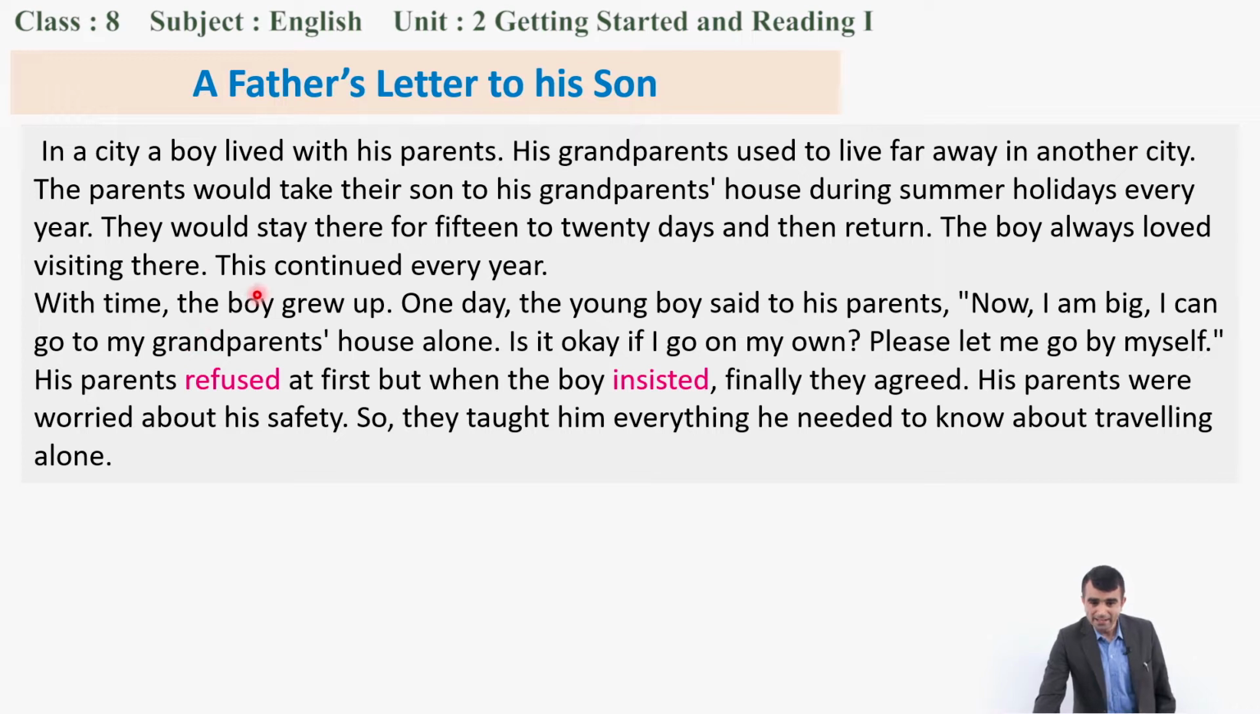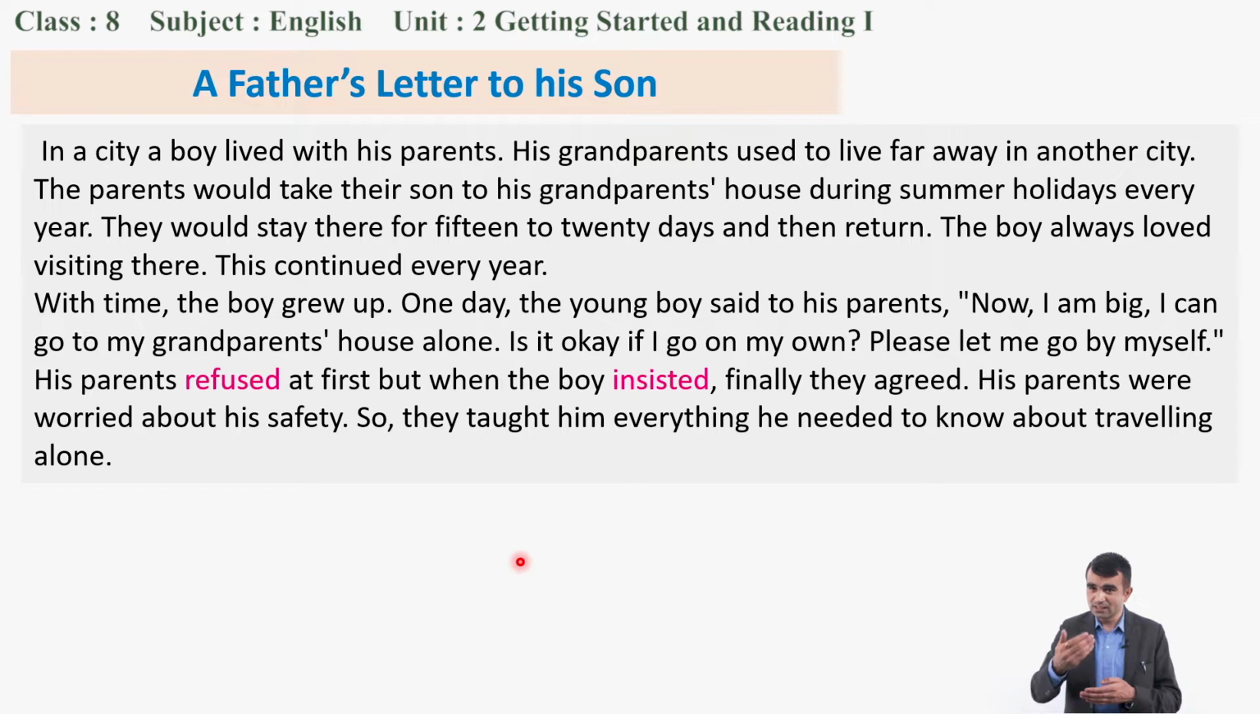Now, next paragraph. Well, with time, the boy grew up. One day, the young boy said to his parents, "Now I'm big. I can go to my grandparents' house alone. Is it okay if I go on my own? Please let me go by myself." His parents refused at first, but when the boy insisted, finally they agreed. His parents were worried about his safety, so they taught him everything he needed to know about traveling alone.